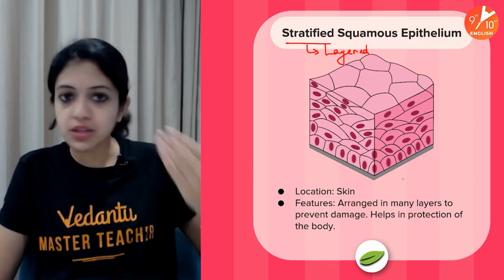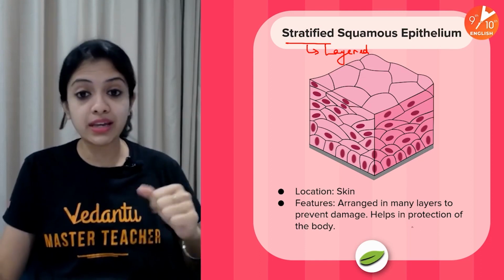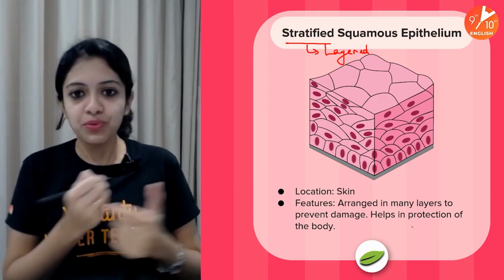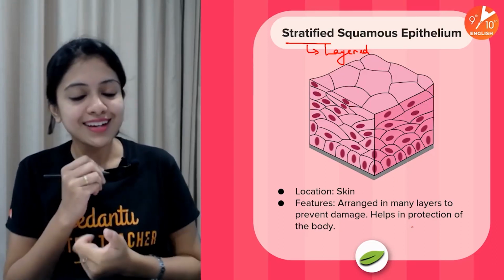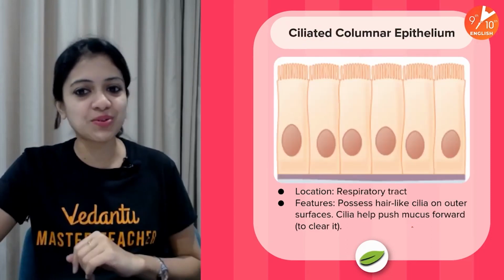So they are arranged in many different layers to prevent damage. It also helps in protection of the body. Imagine if we had a simple epithelium lining our skin, what would have been the case? We could probably have respired through our skin like frogs do, right? But we don't have that. Our mechanism is totally different.